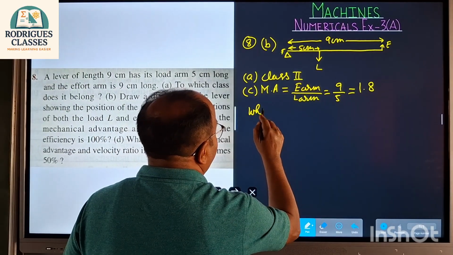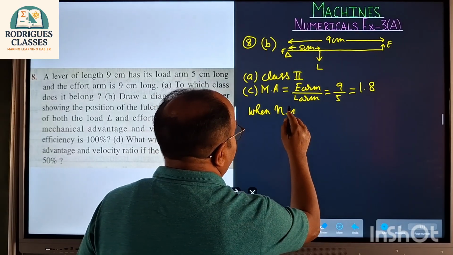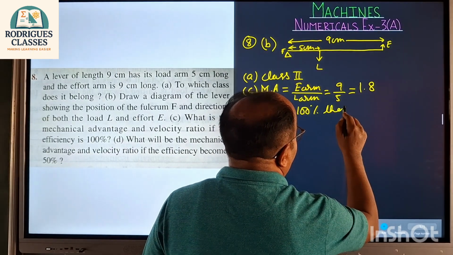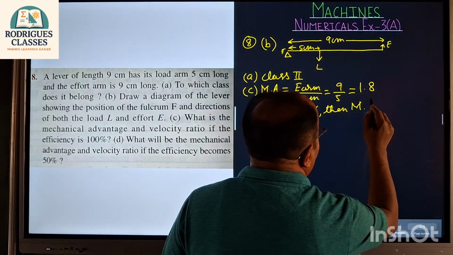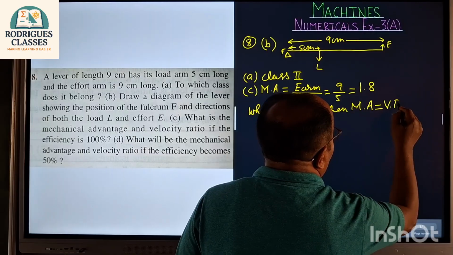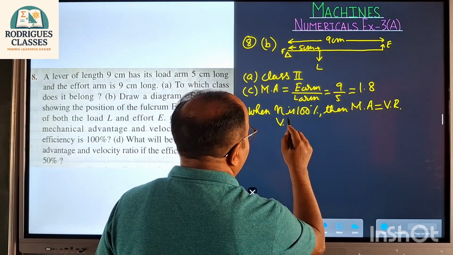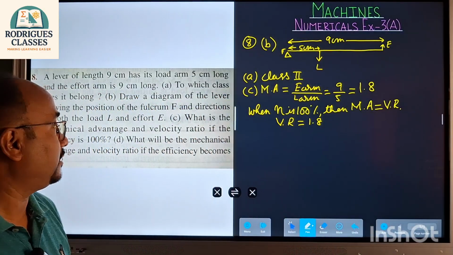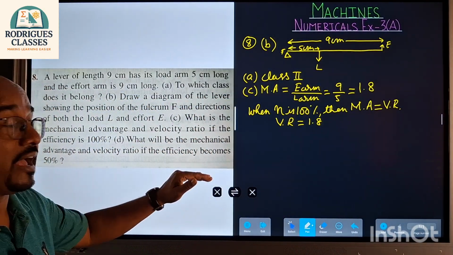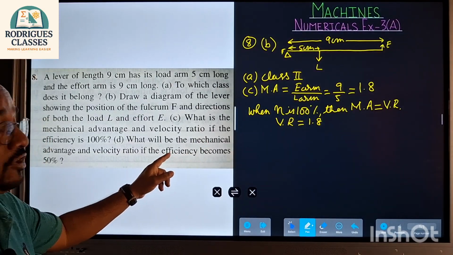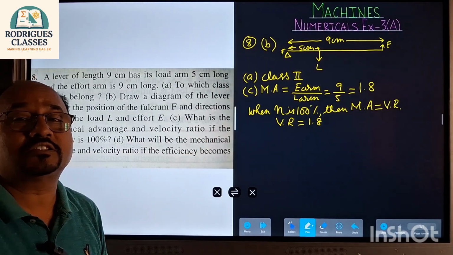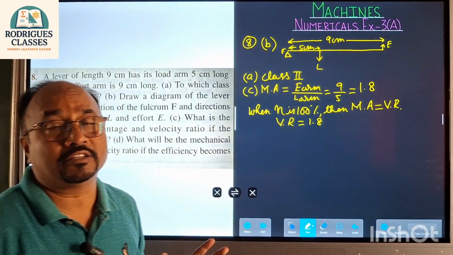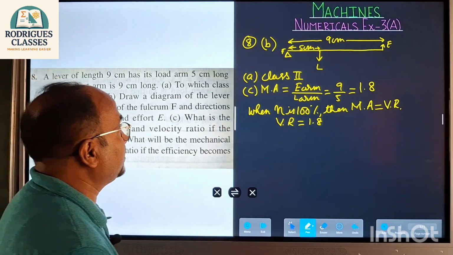Okay, when efficiency is 100%, okay, then we will always have mechanical advantage equals to velocity ratio. So we get velocity ratio coming as same 1.8 as the mechanical advantage. So now what is happening here, we have to find the mechanical advantage and velocity ratio if the efficiency is 50%. Now the efficiency has come to 50%. As a result, mechanical advantage will change, but velocity ratio will remain the same.